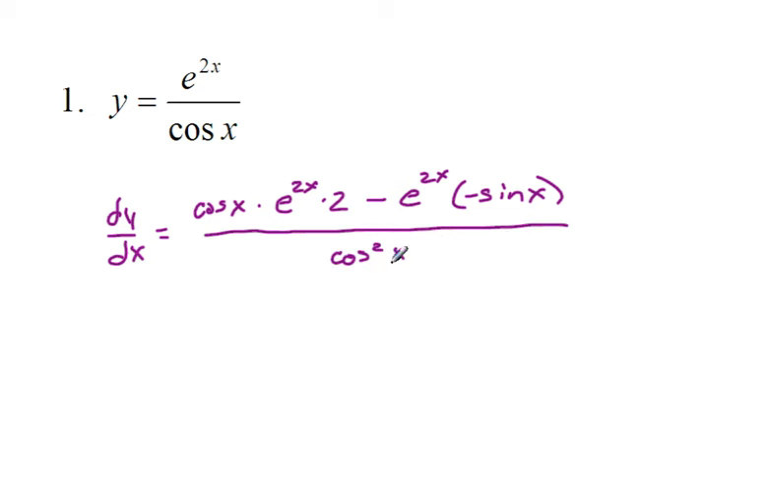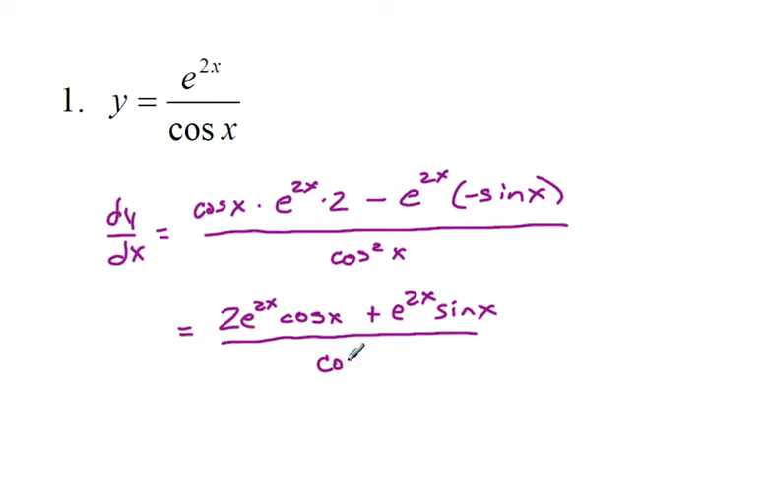Now on the benchmark, you can certainly leave your answer like this. You'd have to make sure you have parentheses around this negative sign, or at least indicate you're multiplying. It's pretty simple to just clean this up. You just don't want to make any mistakes when you clean it up. So 2e to the 2x cosine x plus e to the 2x sine x, and that whole thing is over cosine squared x. All right, let's go to the next one.